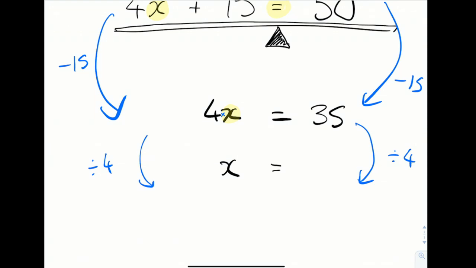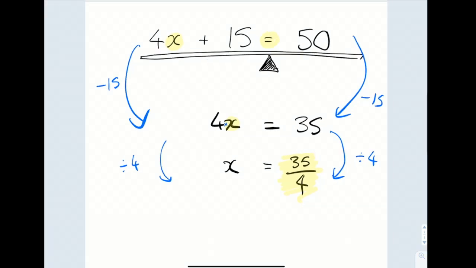And on the right-hand side, I have 35 divided by 4. Now, because I didn't make it really nice, this doesn't really simplify to anything nicer, but that's just life. Often algebra doesn't always work out beautifully nice and neat. So I hope that helps you answer your question, Dave.